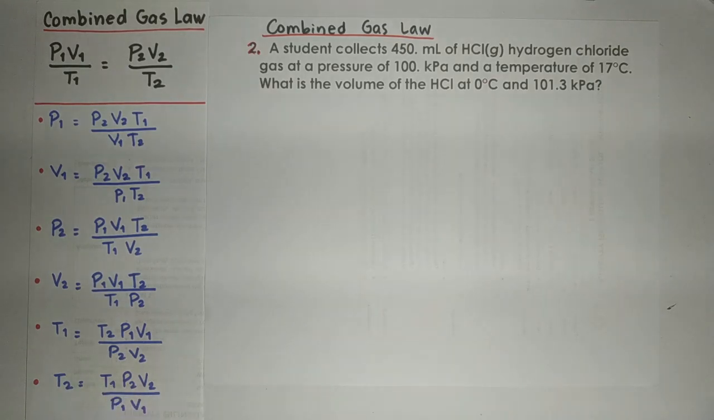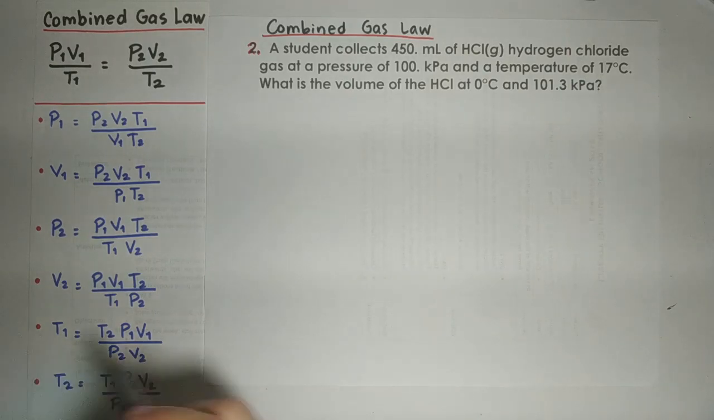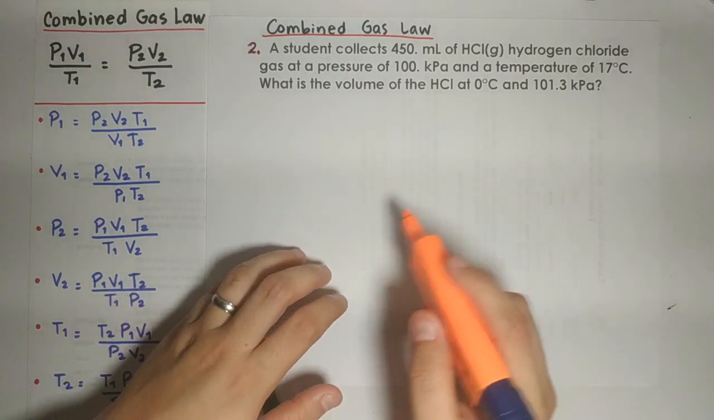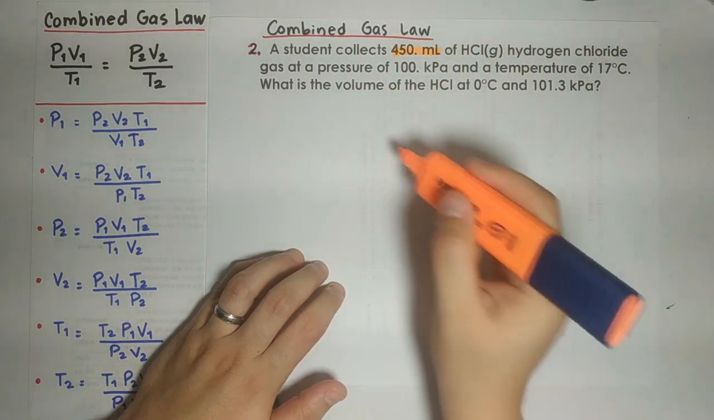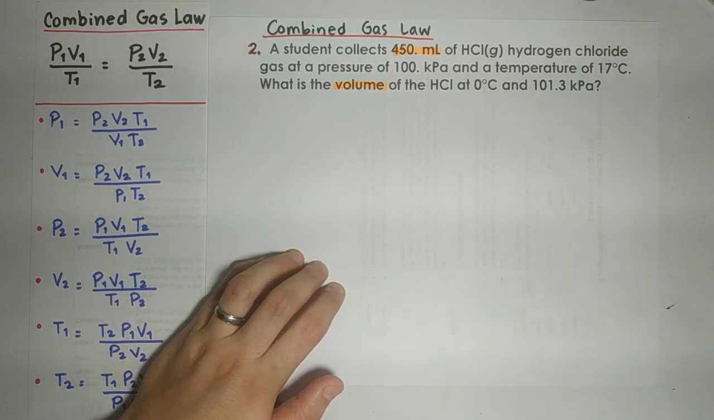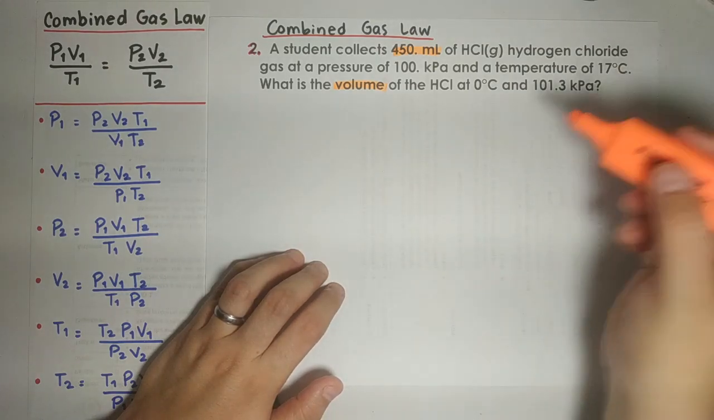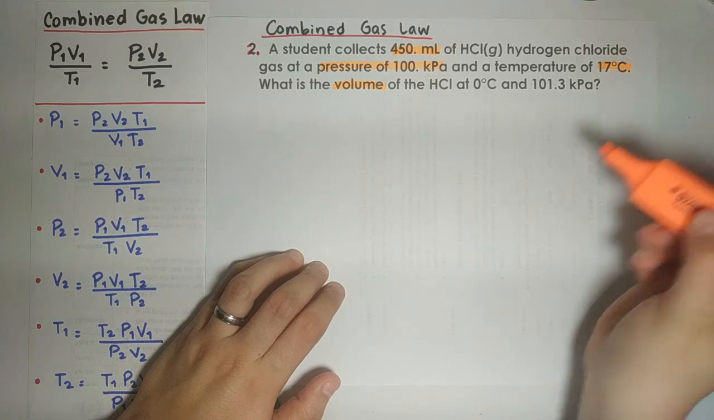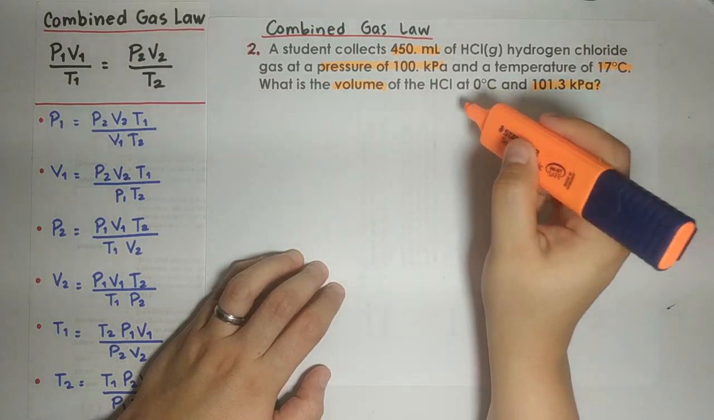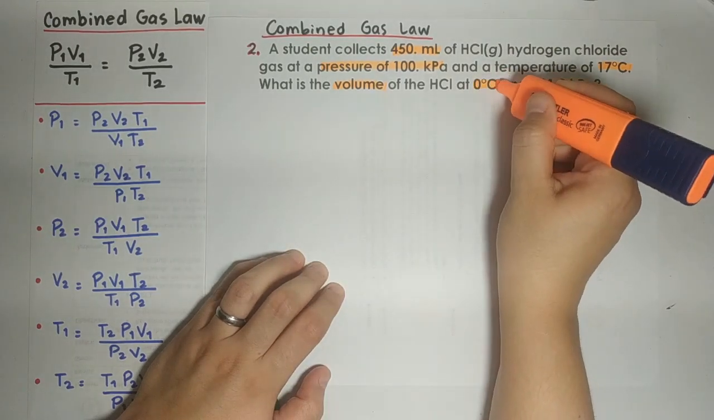A student collects 450 milliliters of hydrogen chloride gas at a pressure of 100 kilopascals and a temperature of 17 Celsius. What is the volume of the hydrogen chloride at 0 Celsius and 101.3 kilopascals? So, again, we highlight the givens. Initial volume. What will the volume be? So I'm looking for volume 2, and the initial conditions were pressure and temperature. The final condition of pressure is 101.3 kilopascals, and the final condition for temperature is 0 Celsius.